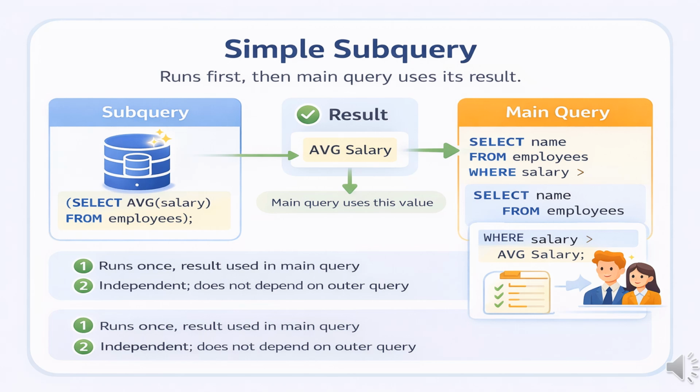Here is the example of a simple subquery. First, it calculates the average salary. Then it shows employees earning more than that average. The subquery runs only once, one average for the whole company.